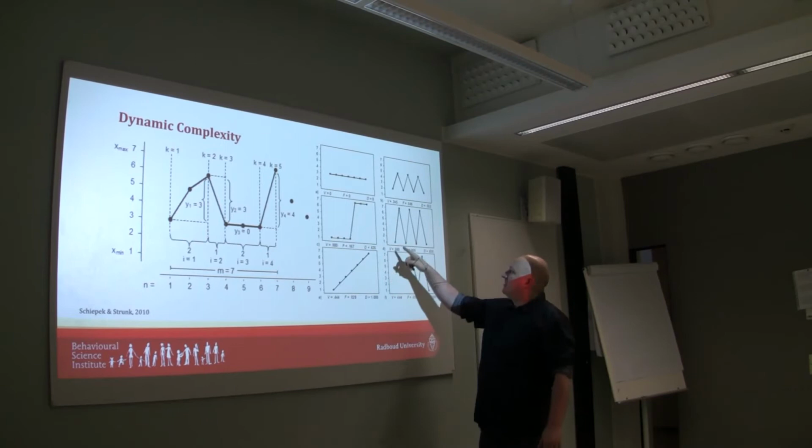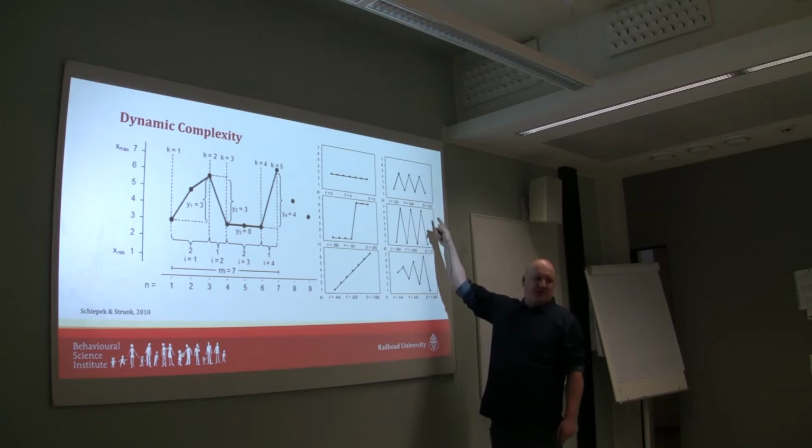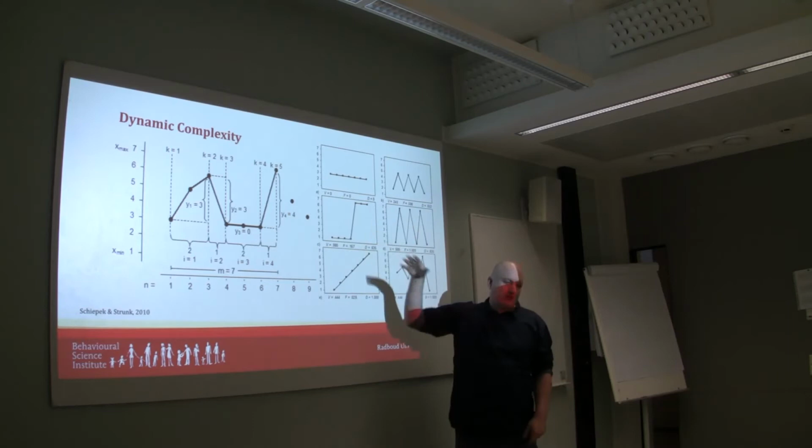1, 2, 3, 4 times 1, 3 times 7. Here, 1, 2, 3, 4 times 1, 3 times 7. But if you calculate the mean and median for these two patterns, you would get the same result. But these are definitely different, right?